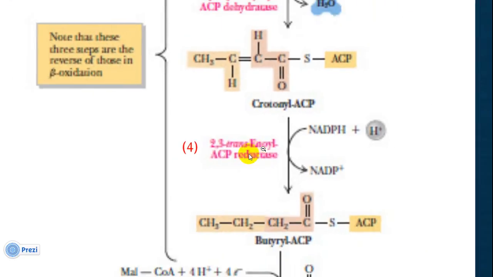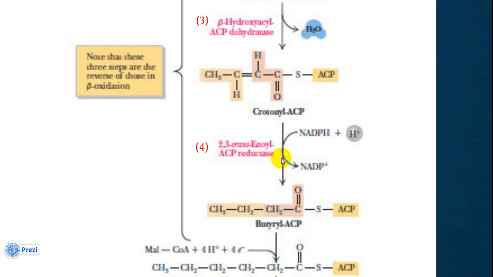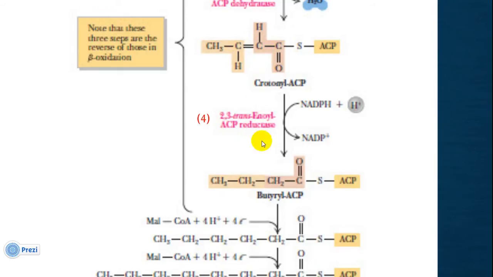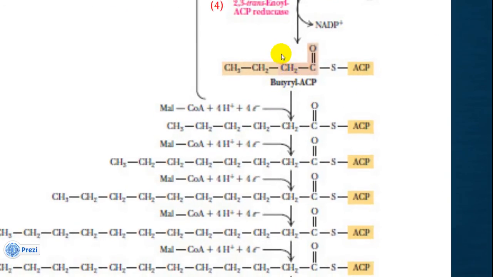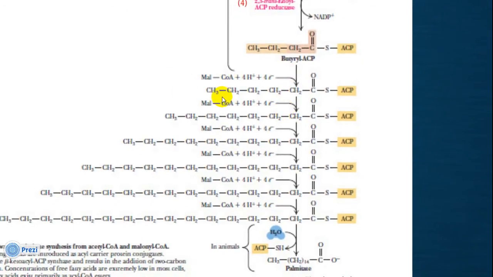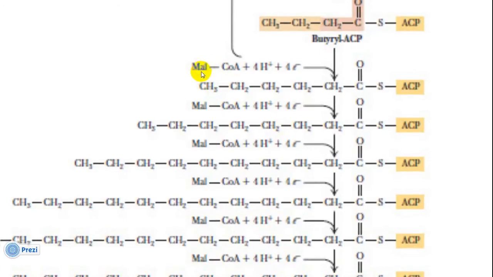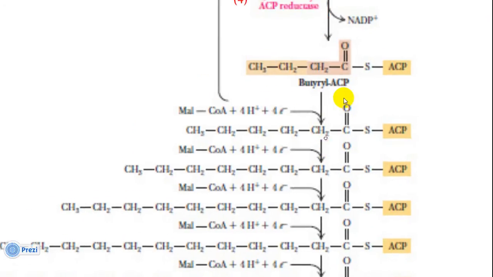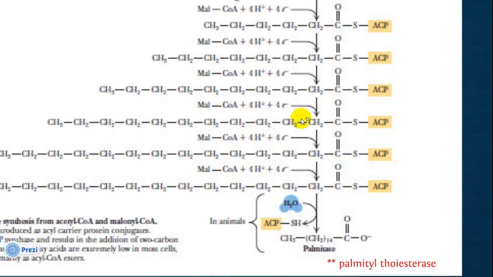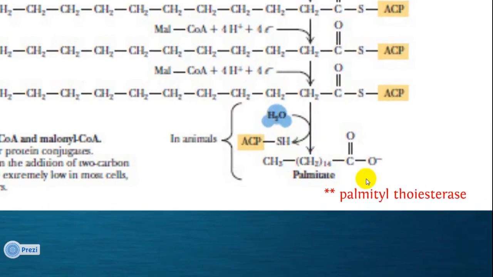Crotonyl will react with an enzyme called trans-acyl ACP reductase. Reductase means that H plus will be added to this compound. Adding H plus to this compound will remove the double bonds. And here we have made the primer, the butyryl ACP. This primer, we are going to add carbon atoms to it, the malonyl carbon atoms. In each step, we will add 2 malonyl carbon atoms to this primer, till reaching the final fatty acid, which we call palmitate.